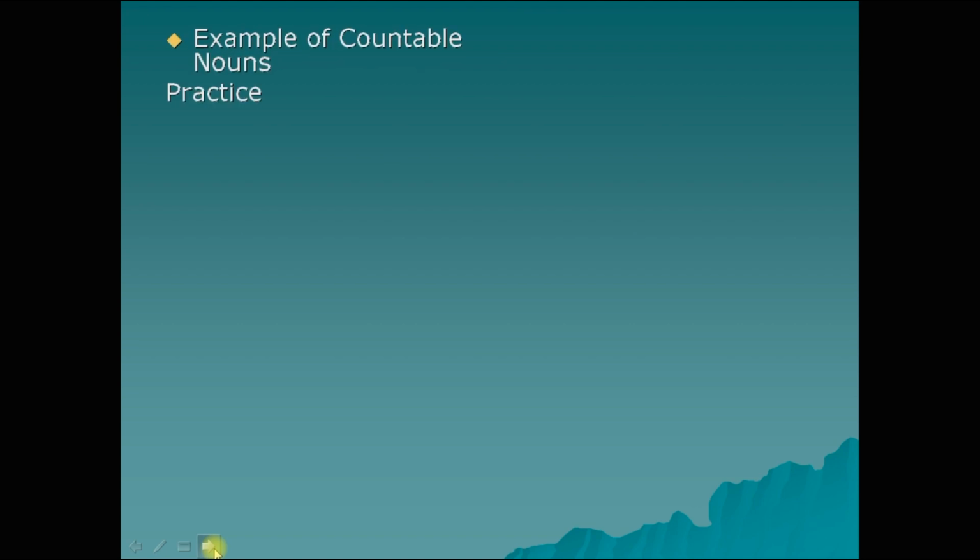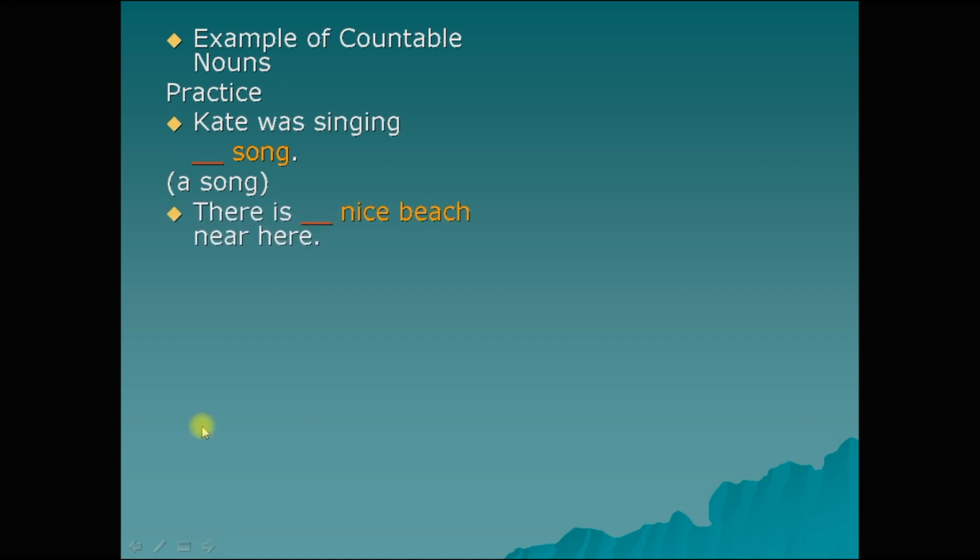Example of countable nouns. Practice. Kate was singing song. So, what is the answer? A or an? Correct. A song. Why? Because song is singular, song is countable, and song begins with a consonant letter. So we put a. Another example. There is nice beach near here. What is the answer? Correct. A nice beach. Because beach is singular, beach is countable, and beach begins with a consonant letter. So we put a nice beach.